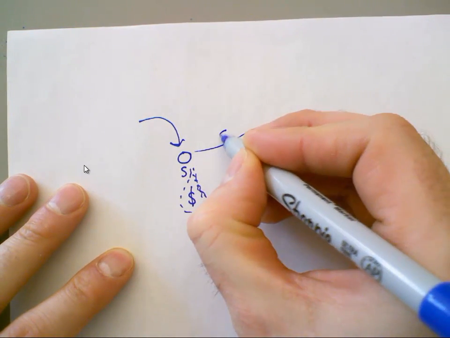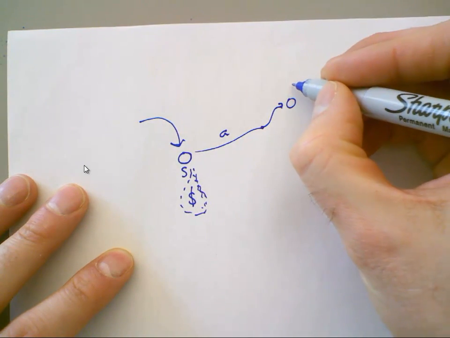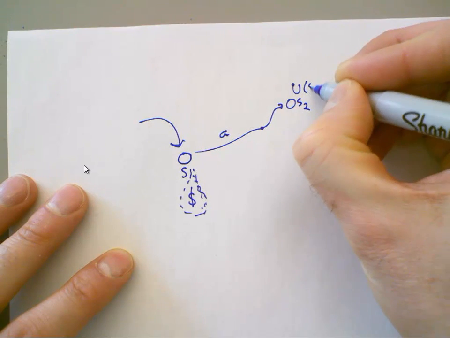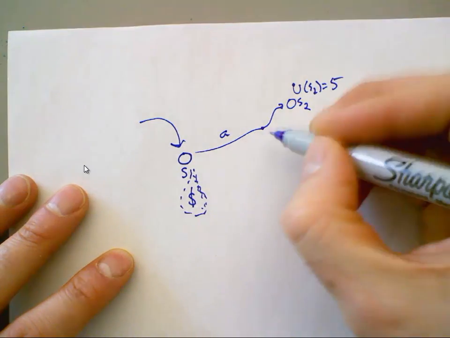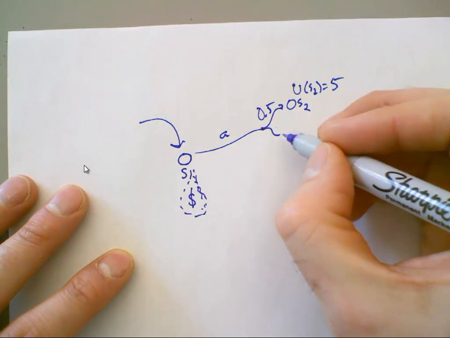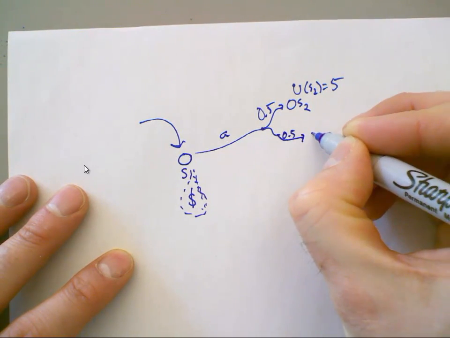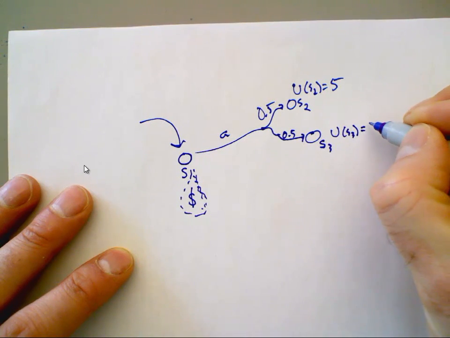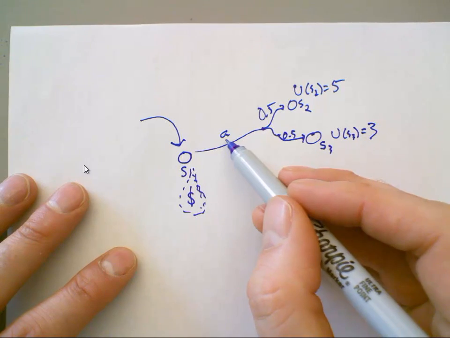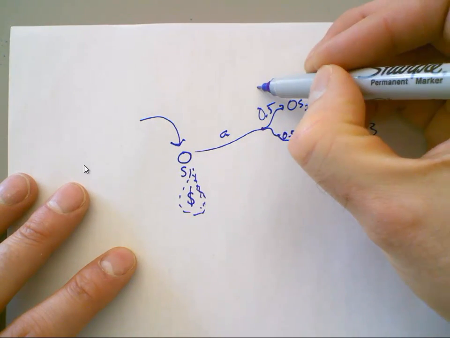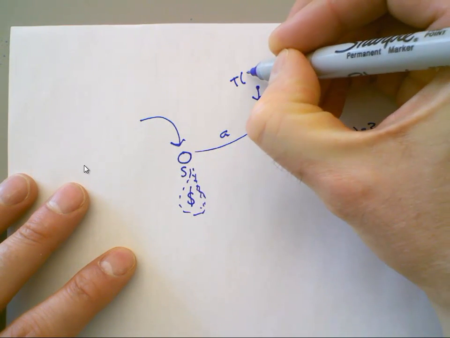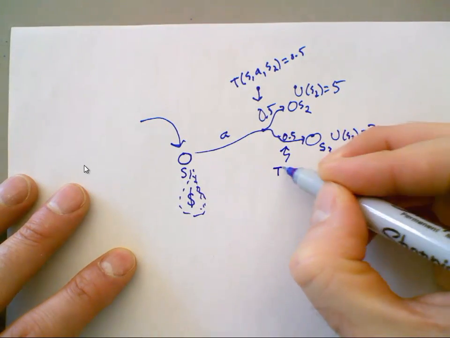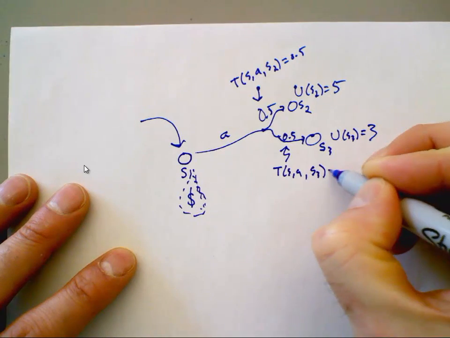I could do action A, and that can take me to this state. If that's S, let's call this S2, and maybe this has a U of S2 equals 5, and it gets there with probability 0.5. And with probability 0.5, it gets to this other state, let's call it S3, and maybe U of S3 is 3. So the expected utility of taking action A, this is T of S, A, S2 equals 0.5. And here we've got T of S, A, S3. We were in S, we did A, and we got to S3 with probability 0.5.